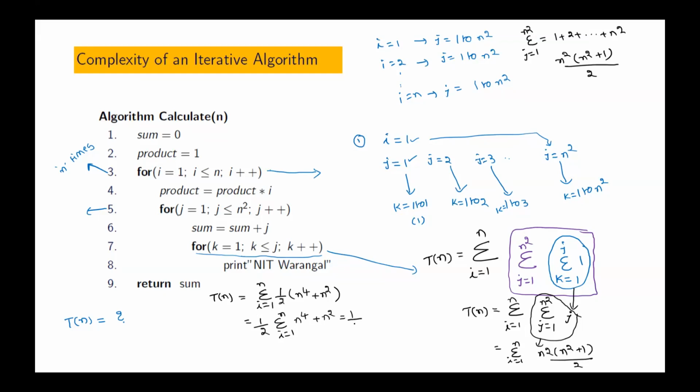This again we can apply sigma to each of the terms separately: sigma i equal to 1 to n of n power 4 plus sigma i equal to 1 to n of n square. So 1 by 2 if I take common, what is the value of sigma i equal to 1 to n of n power 4? n power 4 is independent of i, so we can take it outside. What is that value?